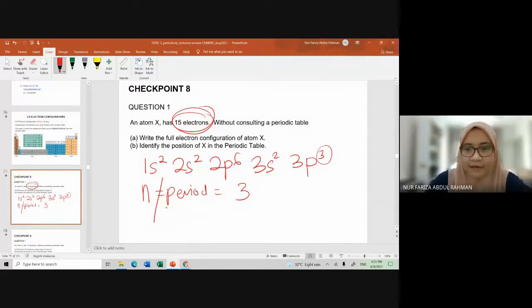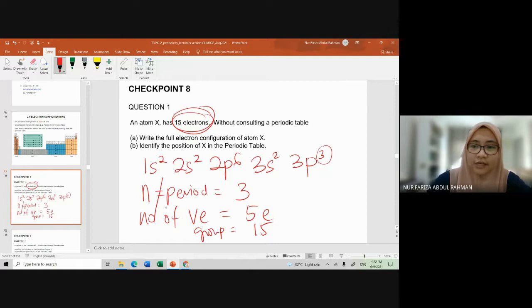5. Therefore, what will be the group? 15. Okay, so the number of valence electrons is equal to 5 electrons. So this number of valence electrons is equal to the group. Okay, if it has 5 electrons, that means the group should be group 15. Okay, so jangan confuse again.